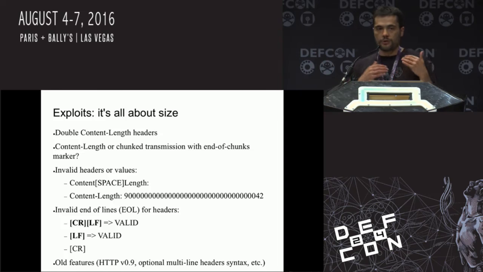On chunked transmission, you do not have a length for your message. You say, I will send things, and when you see the end of chunk marker, it's the end of the message. You could use invalid headers or invalid values, like a content length with a space is not a valid header. You could also use invalid end of lines: the real end of line is CRLF. You could try to use LF also, it's almost valid, but CR alone is not valid as an end of line. You could also try to use very old features of HTTP which are still there, like HTTP 0.9, like multi-line headers, which are in the RFC.